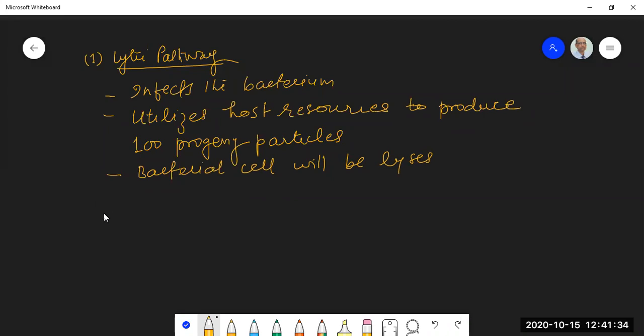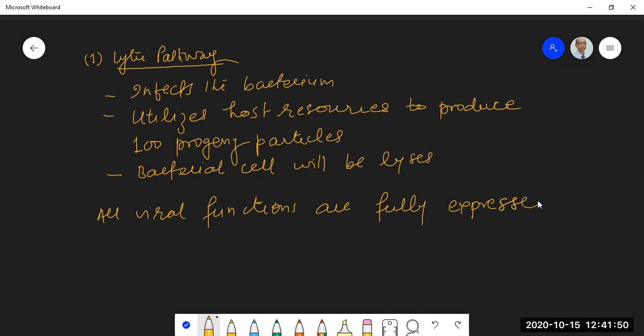So during the lytic pathway, all viral functions are fully expressed. Please understand, viral genes are expressed, but bacteriophage lambda doesn't have its own resources. It doesn't have the enzymatic machinery to replicate the DNA and to synthesize the protein. So what does it do? It utilizes the host machinery, the bacterium which it has infected, and the host resources also.